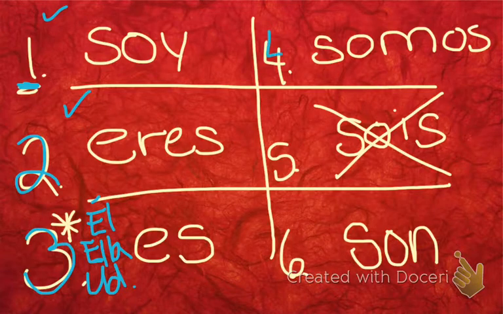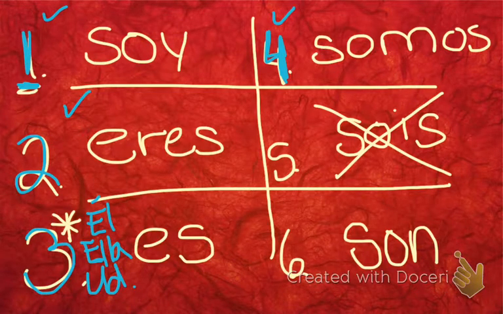When we go to box number 4, we're saying we are. Or maybe if we say tú y yo, we're saying you and I are. If we're saying la clase y yo, that would be the class and I are. La clase y yo somos. So this box, number 4, is the plural form of box number 1.